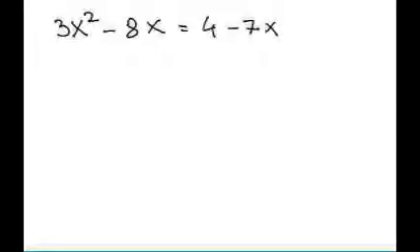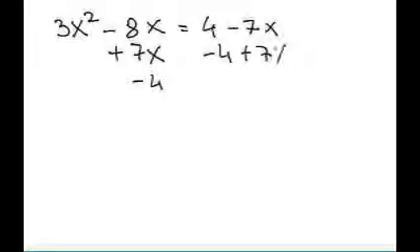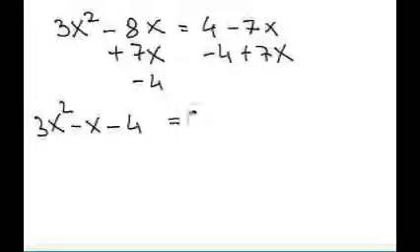So what I'm going to do is move everything over to the left side of the equation, which means that I'm going to add a 7x, and I am also going to subtract a 4, and I'm going to subtract the 4 and add the 7x to the right side as well. And what do I end up with? I end up with the 3x squared minus 8x plus 7x becomes a minus x, and then I have the minus 4. And on the right side of the equation, I have the 0. So now my quadratic equation is in standard form, meaning the x squared term comes first, then the x term, then the constant term.